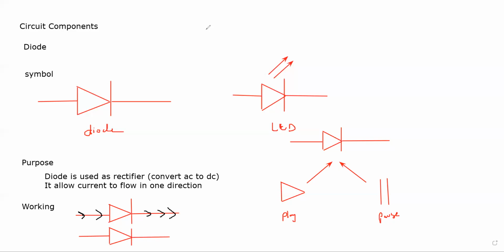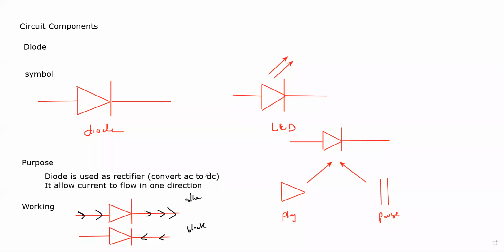it will block that current, or it will not allow that current to flow, or it will stop that current. So one way it allows the current to pass, and the other way it blocks the current. So if a diode is in the circuit, it will only allow the current to flow in one way. That's why we call it a diode. If current can flow in only one way, that current is known as DC. So simply we say a diode can be used as a rectifier, to convert AC to DC.